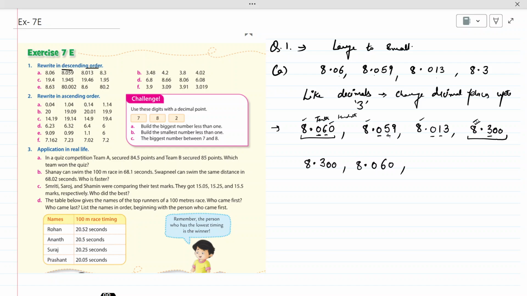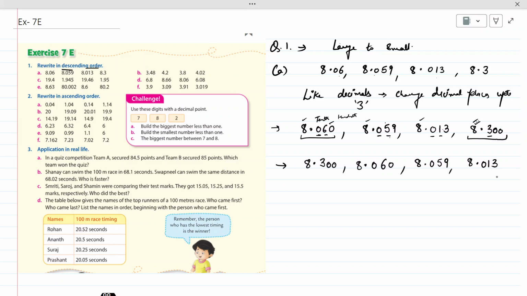And then we are left with these 2 numbers, 8.059 and 8.013. When we compare the 100th place in these 2 numbers, we see 5 is greater than 1. So that means the next bigger number is 8.059, leaving us with the last number, which is also the smallest number in the given numbers. So this is the ordering we have done in the descending order.